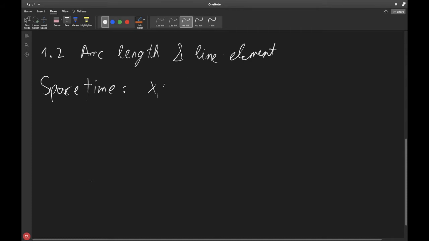You know, like we have a three-dimensional space and one-dimensional time. So together we have a four-dimensional object in a frame, which I'm going to call K. You can really consider this just to be points in a four-dimensional coordinate system with these four dimensions, and it's a point in that coordinate system. So now we can define the arc length.